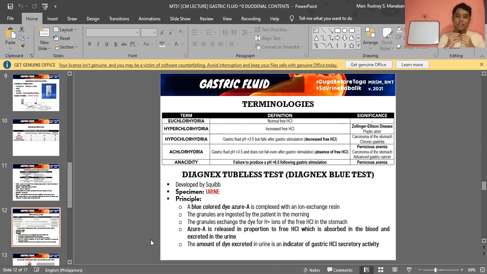All right? So take note, what is our specimen? Urine. What do we detect in the urine? The Azure A dye. All right? Take note of that, dears. I think this will come out.